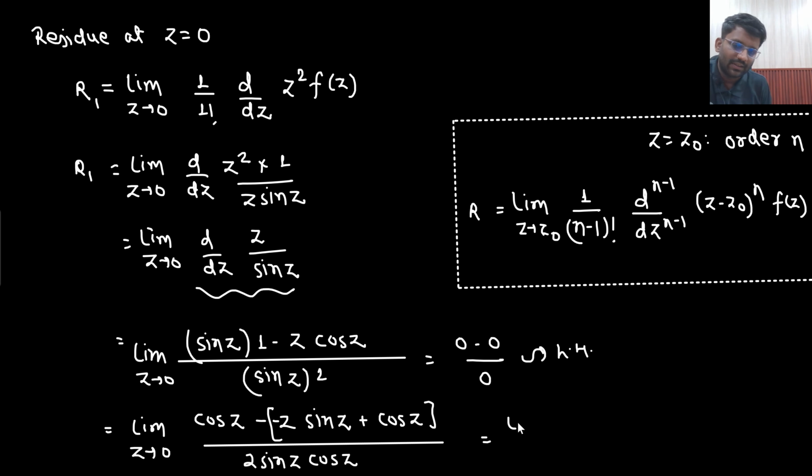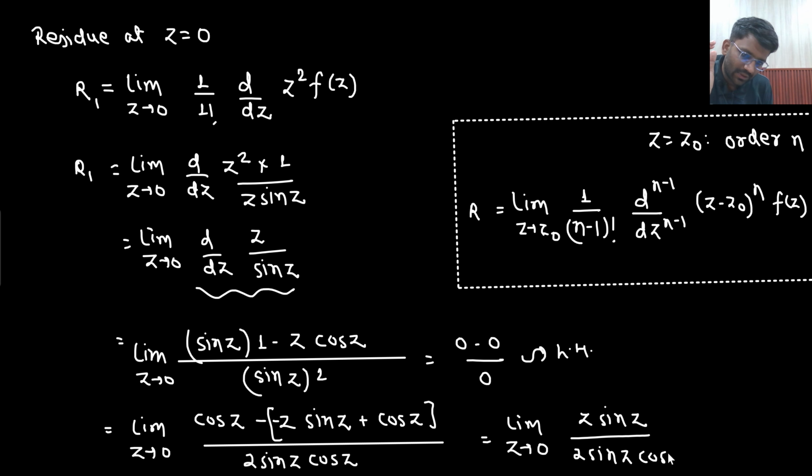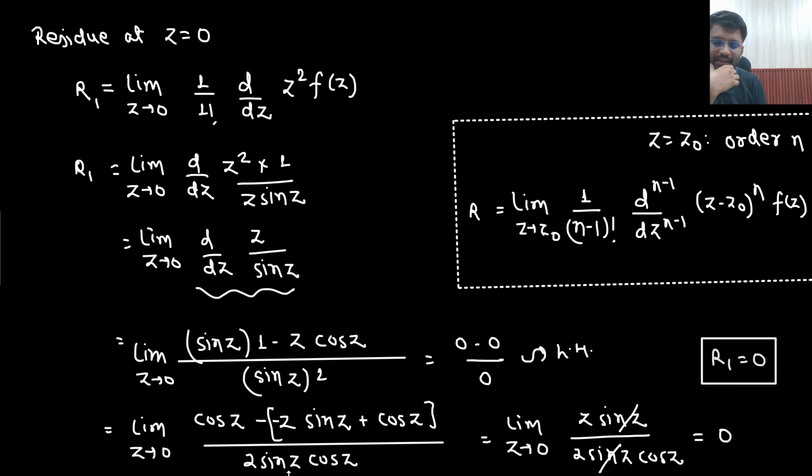Limit z tending to 0. This cos z minus cos z will become 0. So upper side you are getting z sin z, downward side you are getting 2 sin z cos z. Now you can see that sin z and sin z get cancelled out. Now you put the limit z equals to 0. This will become 1. So the limit is coming out to be 0. So what is the residue you are getting? The residue is 0. This was the error from our side, the differentiation we did wrong. So the residue at z equals to 0 is coming out to be 0.